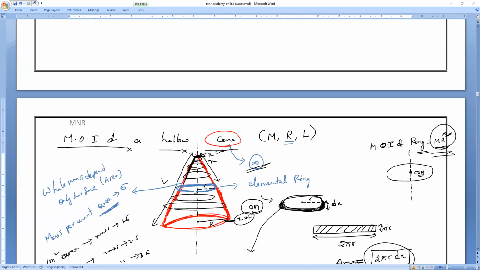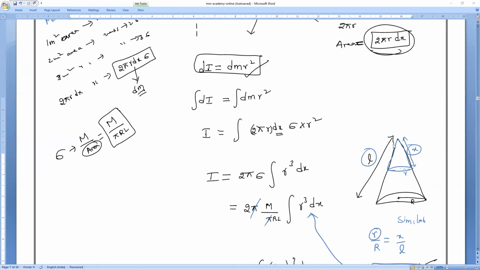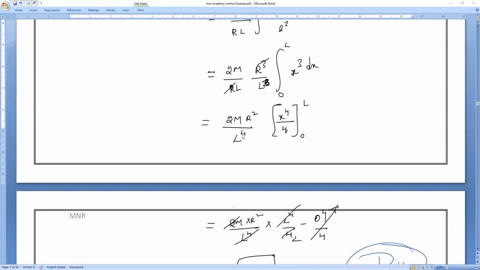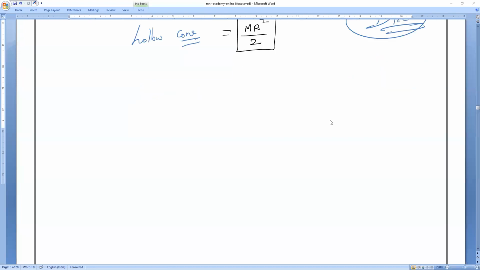So cut one slice, make dm mass, find the dm, and apply the similarity property, you will get the replacement of r, and then you proceed and you will get the final answer. So this is the MOI, moment of inertia of a hollow cone. So now we are going to study moment of inertia of a what? Anybody?